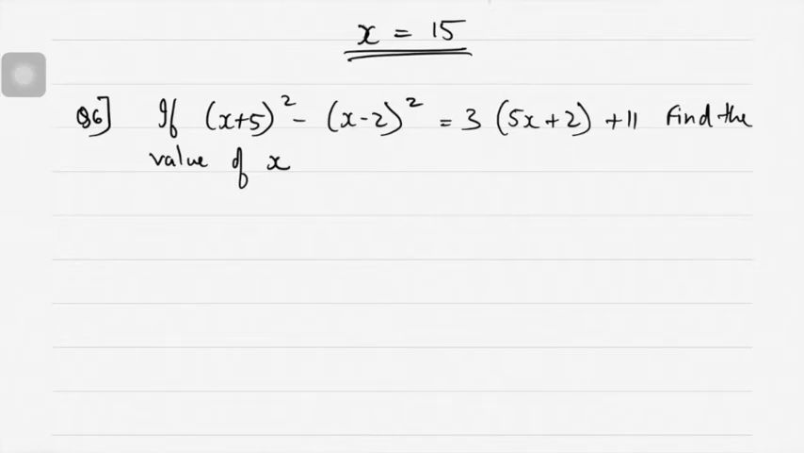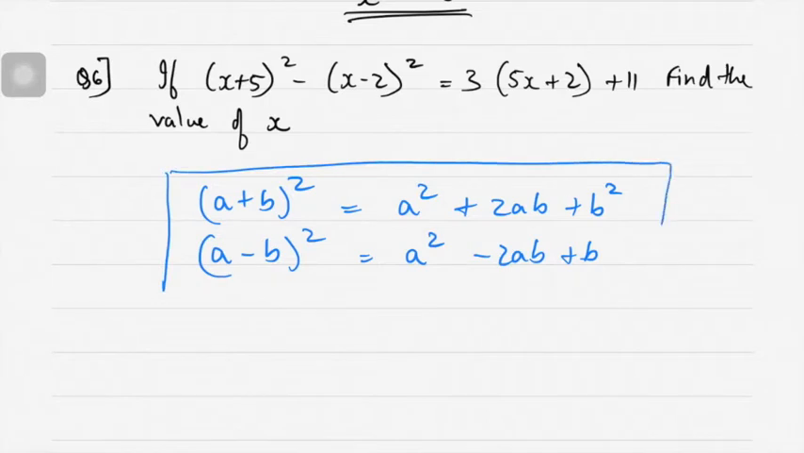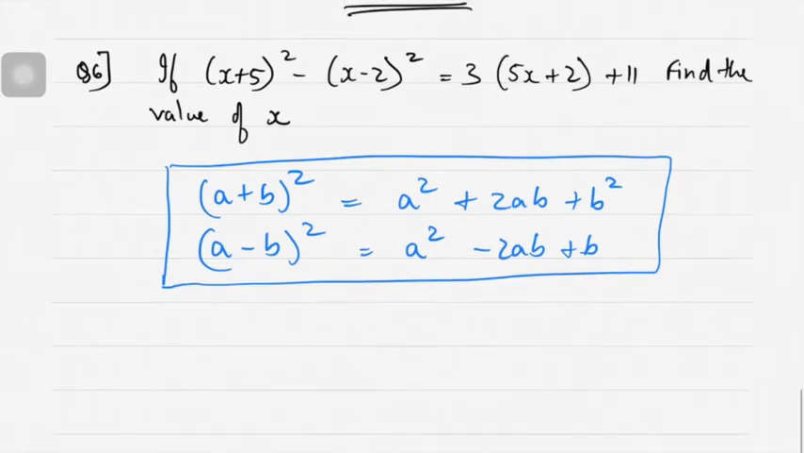When you were in school, you studied one formula which is a plus b the whole square is equal to a square plus 2ab plus b square, right? And there's one more formula which is a minus b the whole square is equal to a square minus 2ab plus b square. You will be applying this formula here. Do you want to know how this formula was derived? Let me tell you how the formula was derived.